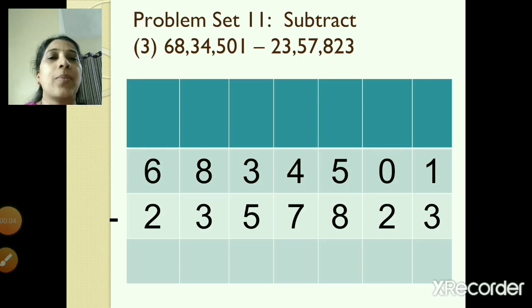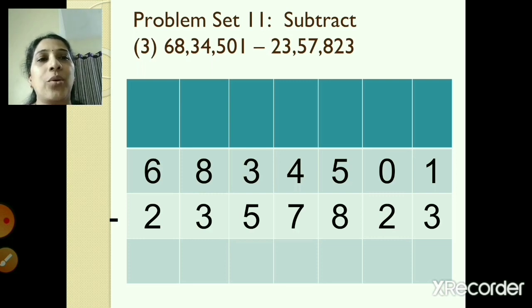You cannot subtract 1 from 3. So you are going to borrow 1 from the tens place. But in the tens place it is 0. So you cannot borrow from the tens place. So you have to go to the hundreds place. In the hundreds place it is 5.